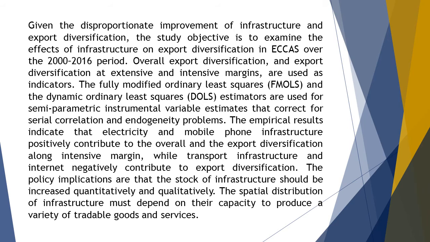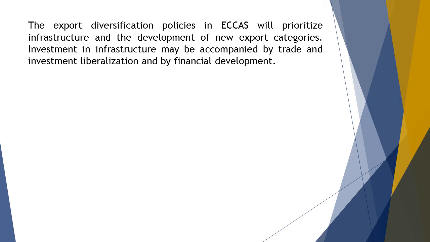The policy implications are that the stock of infrastructure should be increased quantitatively and qualitatively. The spatial distribution of infrastructure must depend on its capacity to produce a variety of tradable goods and services. Export diversification policies in ECAs should prioritize infrastructure and the development of new export categories. Investment in infrastructure may be accompanied by trade and investment liberalization and by financial development.